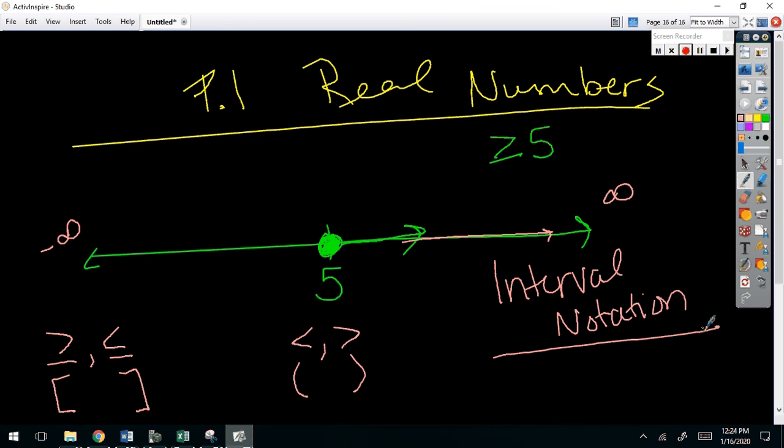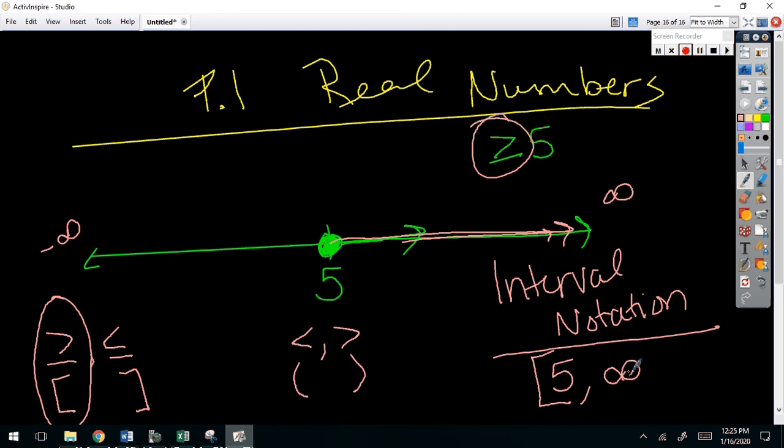All right, the smallest value that you can be that satisfies greater than or equal to 5, what is it? 5, right? 5 is the smallest it can be. So I start with 5. And do I need a bracket or a parenthesis? A bracket, because bracket goes with the or equal to. So I'll put a bracket on 5, and then it goes up to what? Infinity. Infinities are always going to get parentheses because you can't actually equal infinity. Okay?